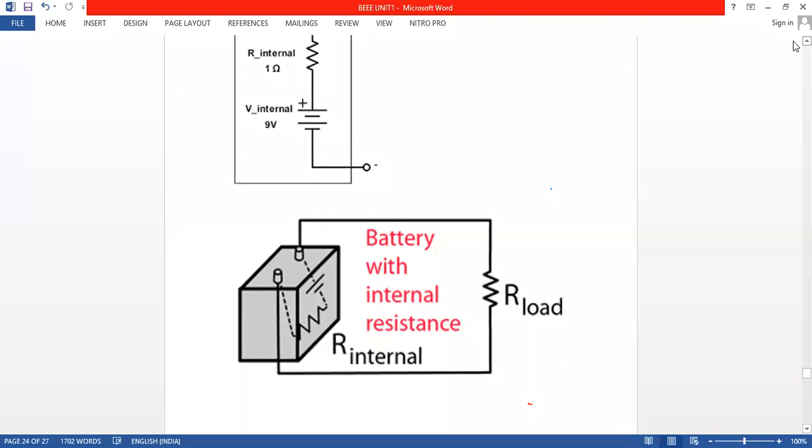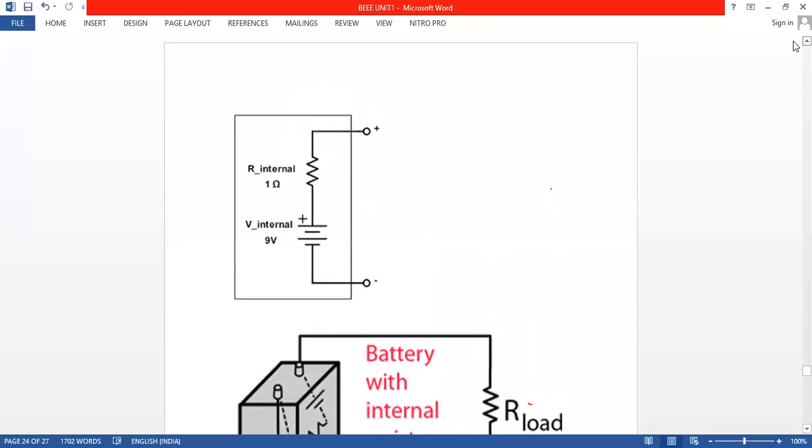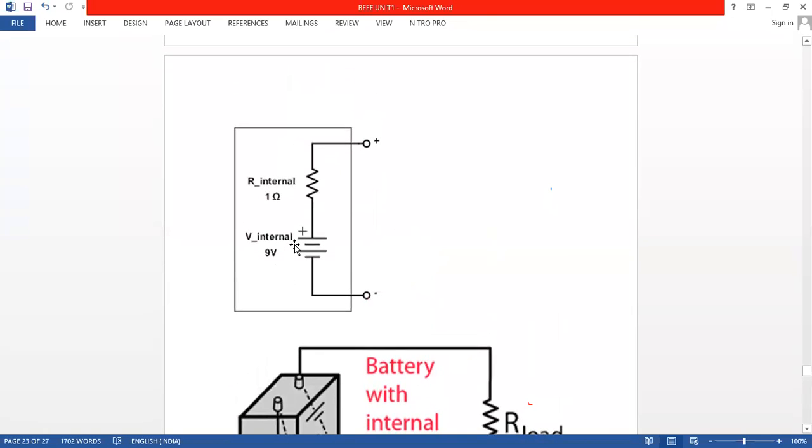So what is the real circuit of the battery? Only positive terminal and negative terminal? No. Every battery has got its own resistance. The resistance which belongs to this battery is called internal resistance, or resistance offered by the battery.